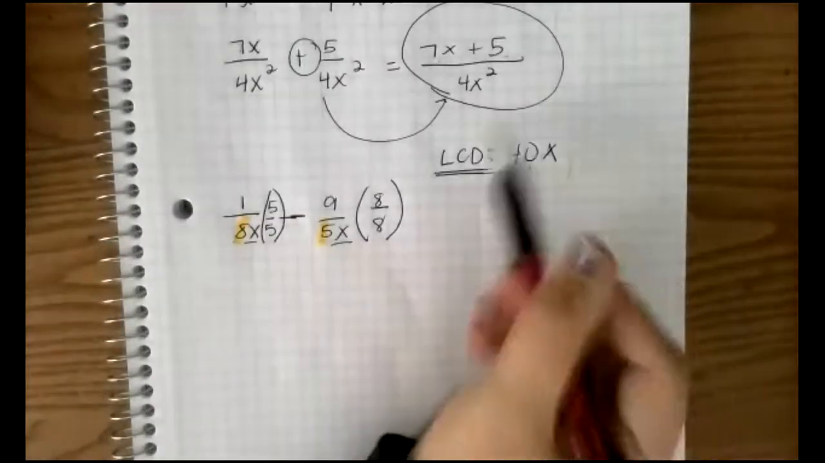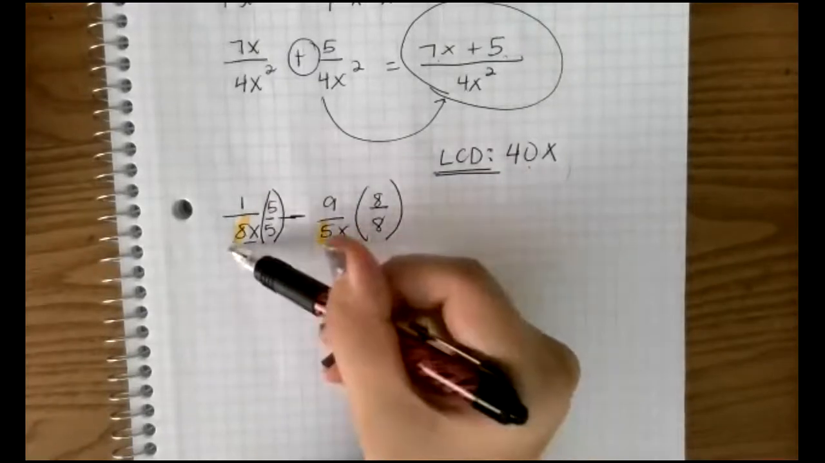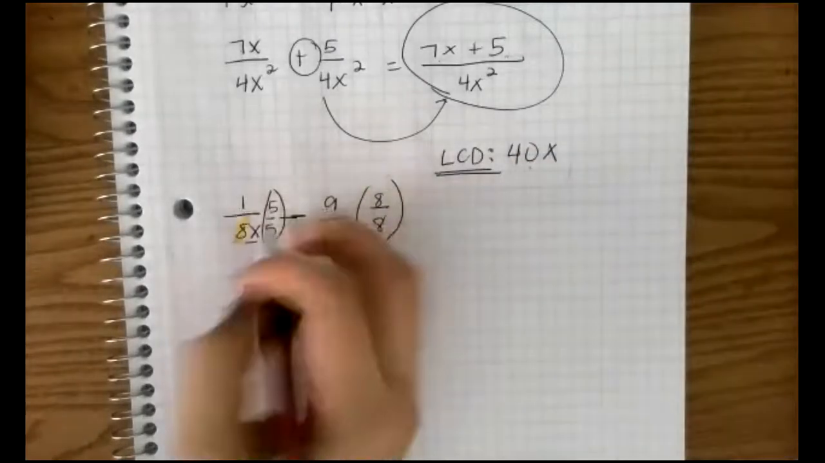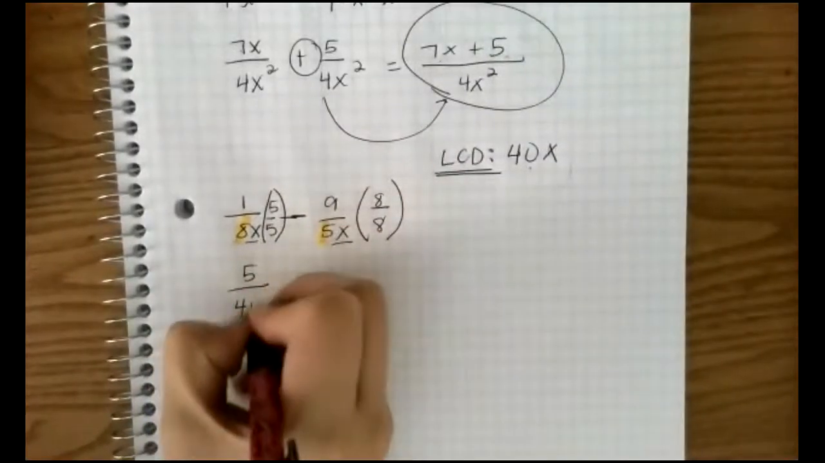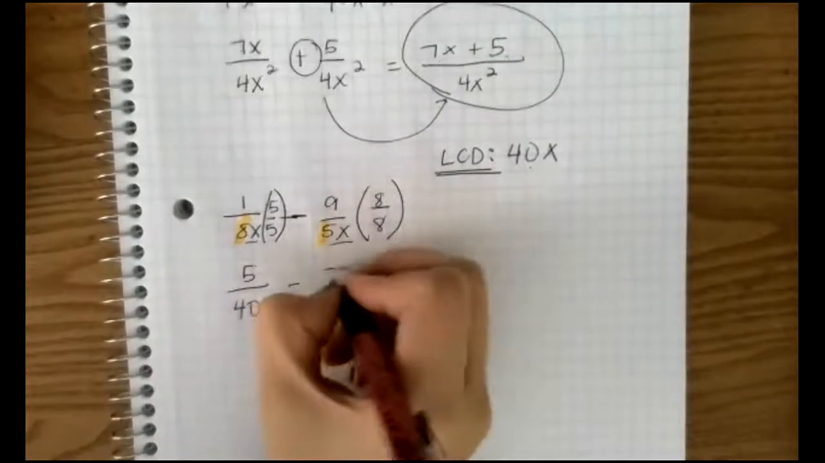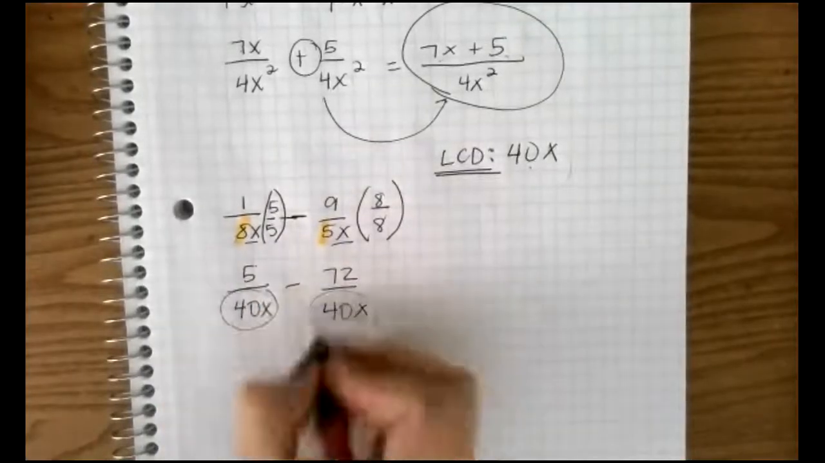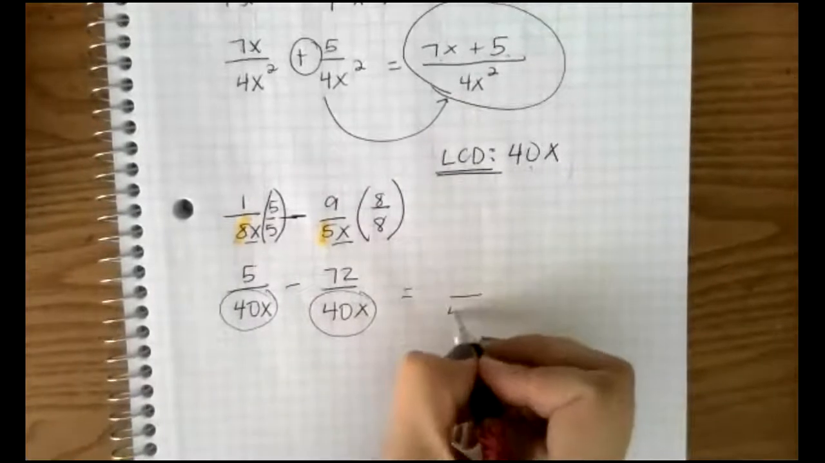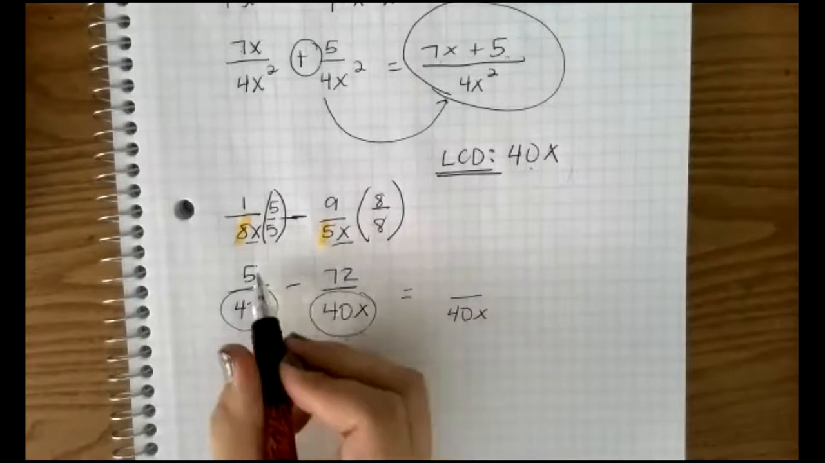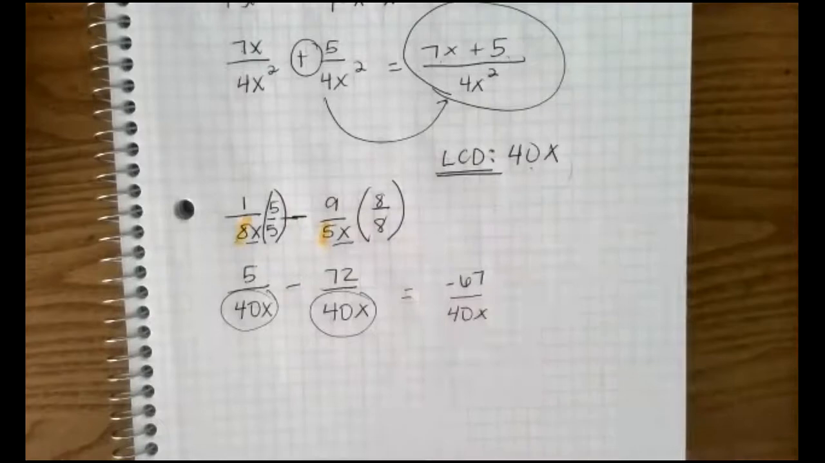All right, so we found our common denominator, 40x. We multiplied top and bottom by what we need to get the denominators to 40x. So that makes this fraction be 5 over 40x. Bring down the minus, 72 over 40x. Now we have common denominators. So our denominator of our answer will also be 40x. And you're just subtracting 5 minus 72, which is negative 67.